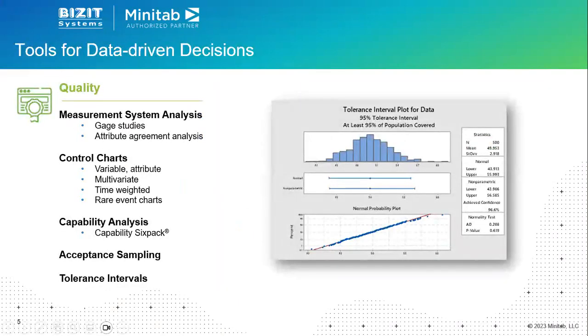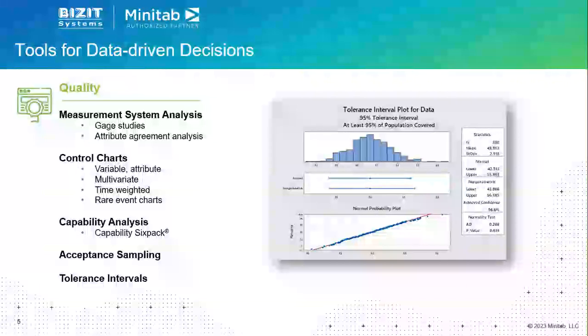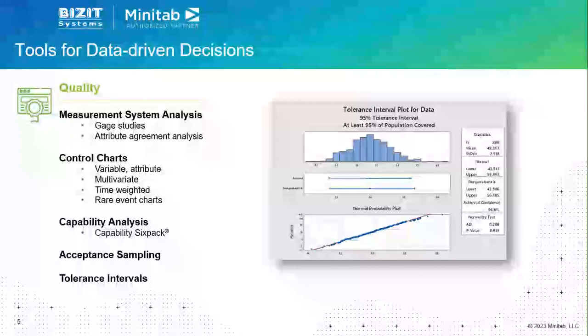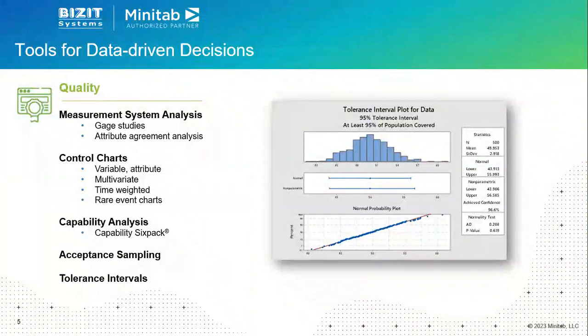Okay, so this one is the tools available in the Minitab statistical software. For the quality part, we always use the MSA, measurement system analysis. We have a control chart for today's topic, and maybe in the future, we have the capability analysis topic. And then we have the acceptance sampling also available in the Minitab statistical software, and also the tolerance interval.